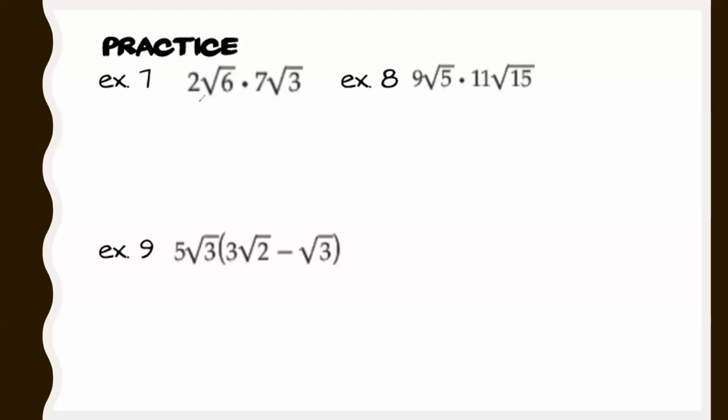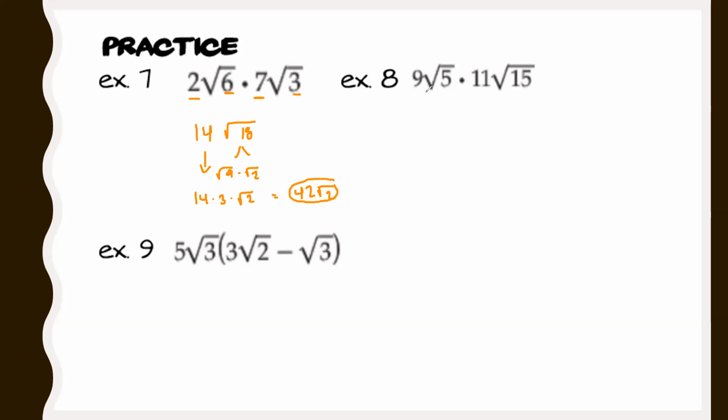So the easy one first, 2 square root of 6 times 7 square root of 3. So we're going to do 2 times 7 is 14. Square root of 6 times square root of 3 is the square root of 18. And hopefully you all knew that breaks down into the square root of 9 times the square root of 2, which is going to bring down the 14 times 3 times the square root of 2. 14 times 3 is going to give me 42 on the square root of 2. That's my solution.